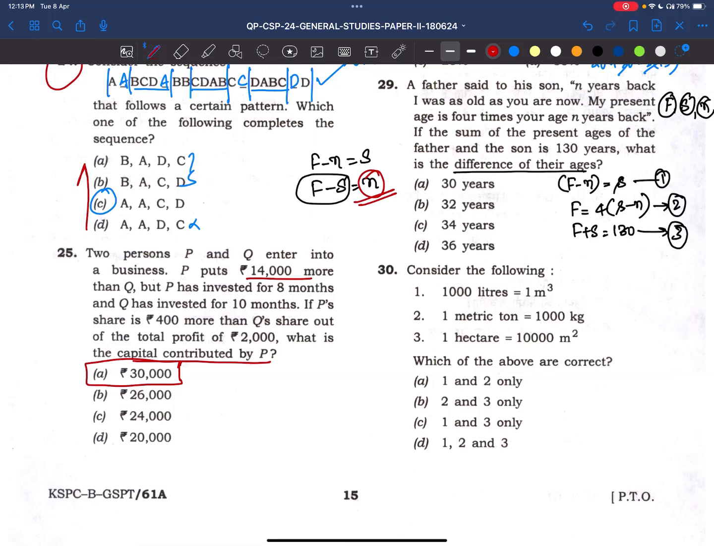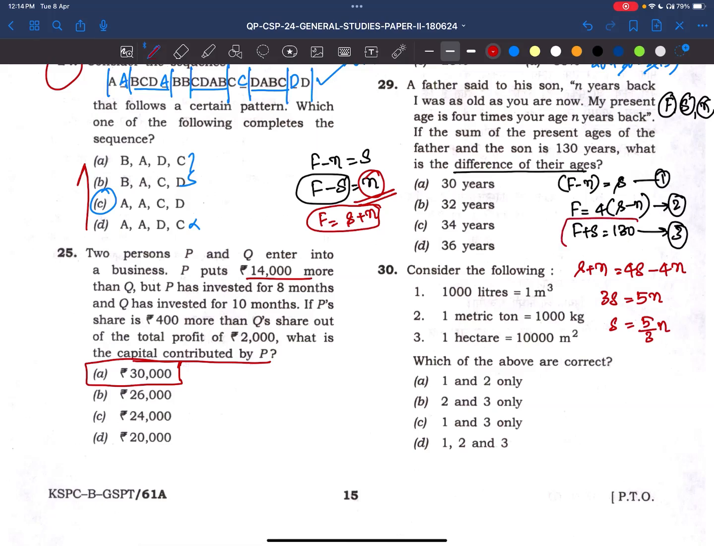Right? Let's substitute F value from your equation number 1. What is F value? S plus N, right? Let's substitute F is equals to S plus N in second equation. See, S plus N is equals to 4S minus 4N. That means 3S is equals to 5N. So S will be what? 5 by 3 N.